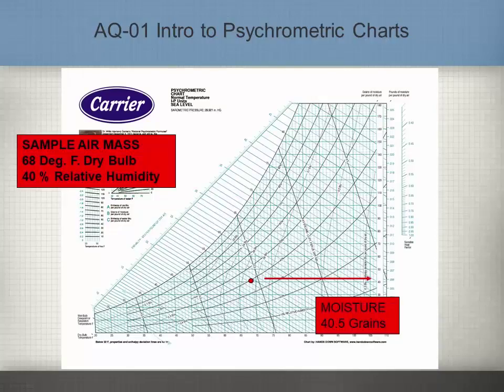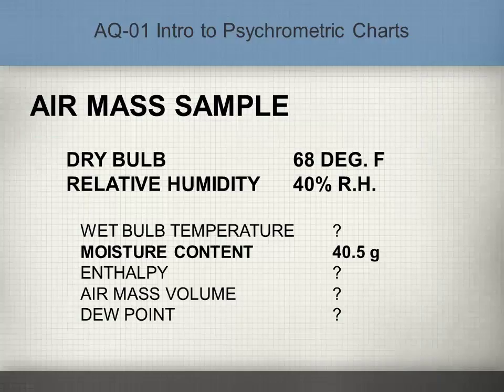With a sample air measuring 68 degrees Fahrenheit dry bulb temperature and 40% relative humidity, we find the point of intersection. From this point, we see that the air mass has 40.5 grains of moisture or 40.5 grains humidity.